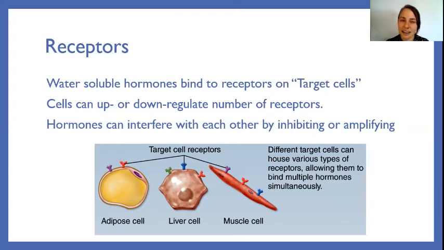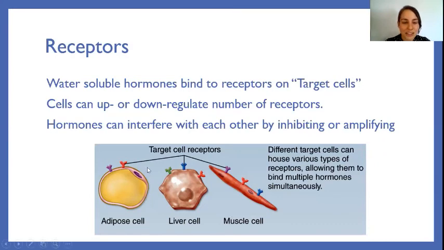Now, your cells can kind of choose how responsive they want to be. They can either increase or decrease, so up or down regulate, the number of receptors they have on their cell surface. A cell with fewer receptors is not going to get activated as quickly or as much as a cell with more receptors. Now, you can also have a situation where you have a hormone for something and a hormone against something binding to the same cell. So that can happen as well. They can inhibit each other or amplify.